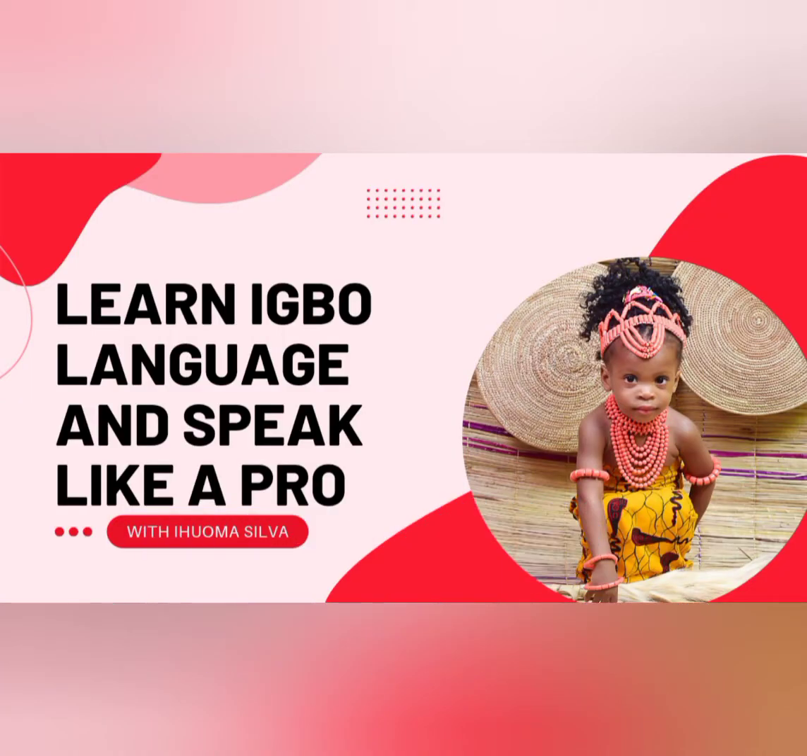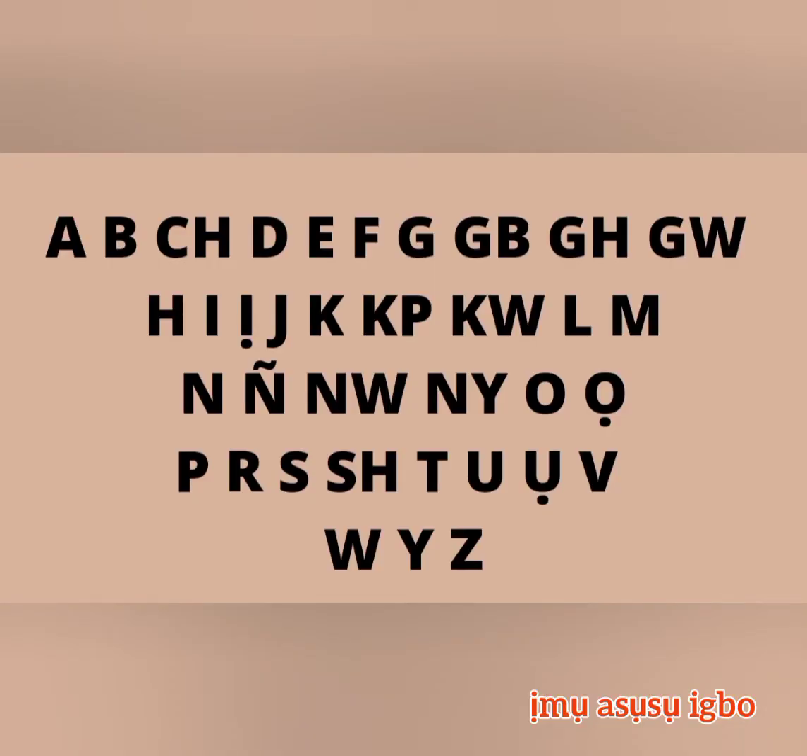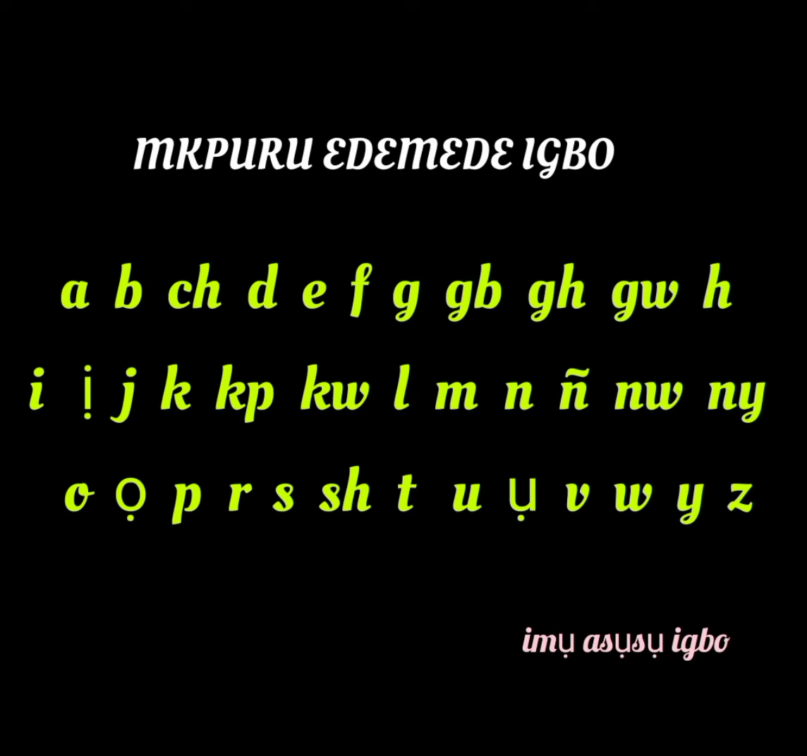Let's learn the Igbo alphabets. A, B, C, D, E, F, G, H, I, J, K, Q, L, M, N, Ng, O, P, R, S, Sh, T, U, V, W, Y, Z.